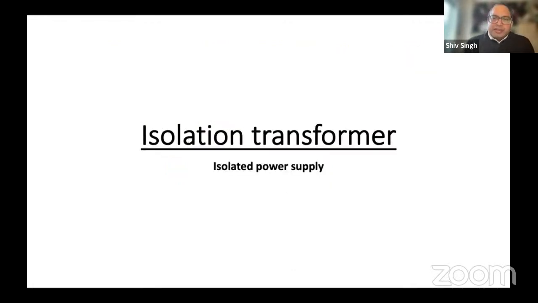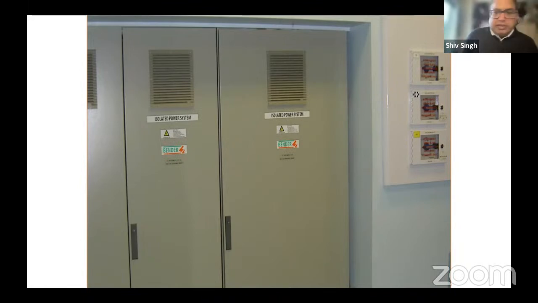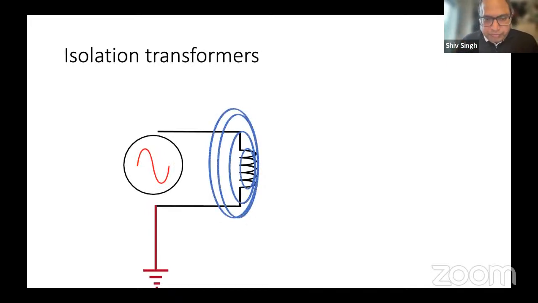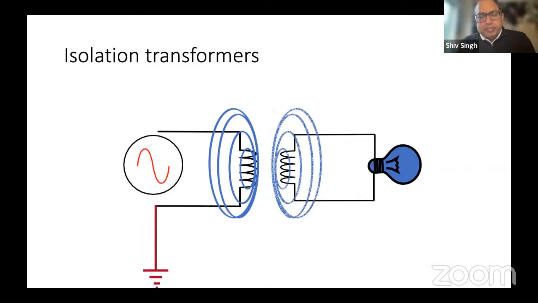So what are isolation transformers or an isolated power supply? This is a station. This is one of our intensive care units. This is an isolated power system. So what exactly is an isolation transformer? If we have alternating current flowing through a primary coil, and you bring another coil in proximity of that, you can induce current in the secondary coil. So what you are doing here is actually isolating the secondary circuit from the primary circuit.